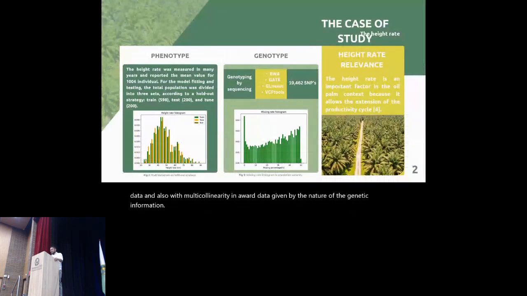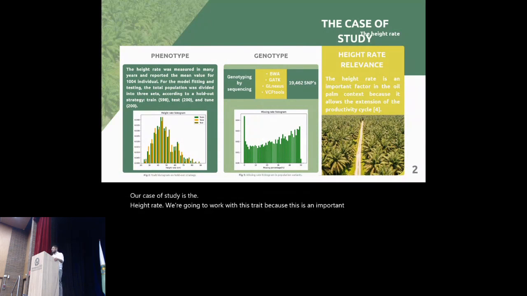Our case of study is the height rate. We're going to work with this trait because this is an important trait for the productivity of the crop, because it allows us to extend the productivity lifetime of the crop.